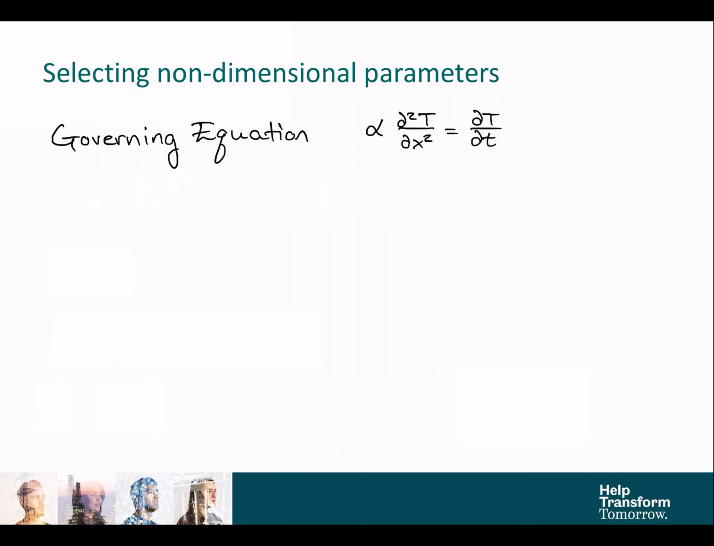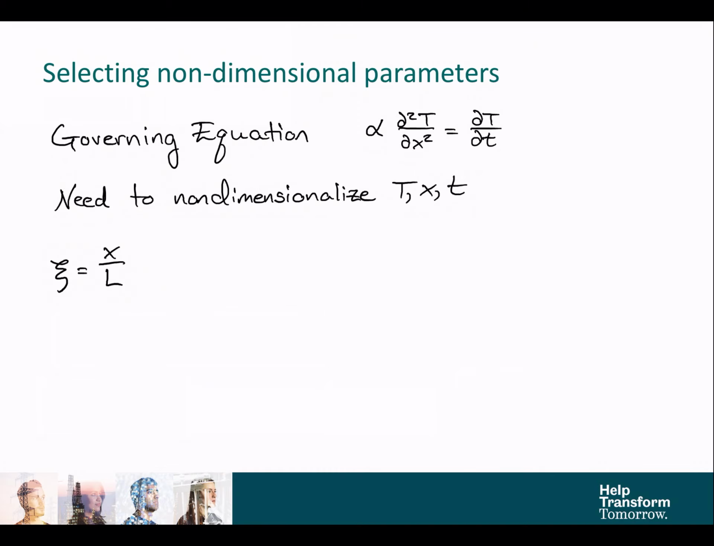Now, coming back to the governing equation that we derived, we've got 3 variables: temperature, x, and time. And we're going to need to non-dimensionalize each of these. So we'll start with the easy one, x. We already have seen this once before. We use the non-dimensional parameter xi. There's only one characteristic length in the problem, and that is L. So we just divide x by L, and that causes xi to go from 0 to 1. And that's a good characteristic for a non-dimensional parameter.